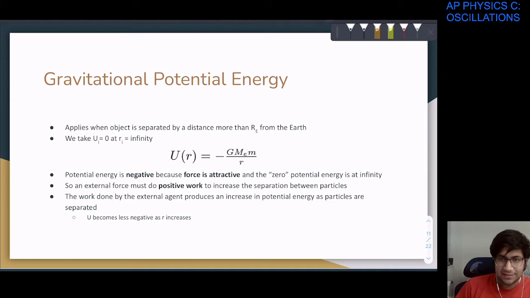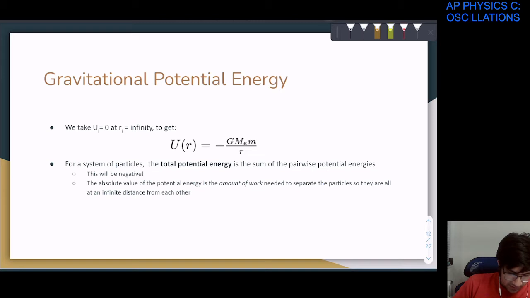It's a little weird seeing this negative potential energy, but if this is unclear, do say something in chat or comment on YouTube, and we can clarify, because this is not a very intuitive concept in my opinion, having this negative gravitational potential energy.